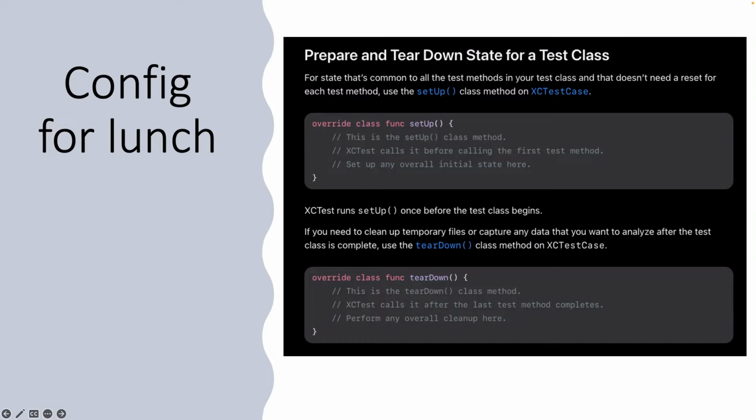Prepare and tear down state of the test classes. For state in the test methods in your test class that does not need a reset for each test method, we can use the override class func. It's a bit different than just the override func; I will explain it a bit later. If you want to call something once before each test class, test suite, these two functions, setup and tear down, are really cool. We will talk a bit more about them later.